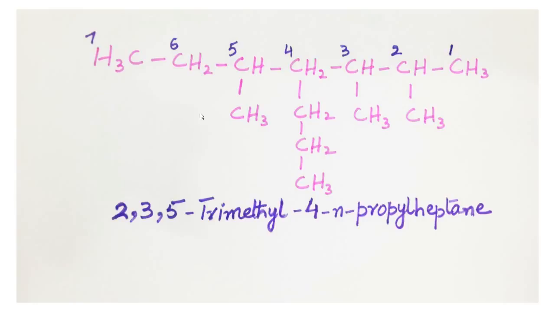And you can say that on the second carbon, a methyl group is located. On the third carbon, a methyl group is located. On the fifth carbon, a methyl group is located. So 2,3,5-trimethyl. But on the fourth carbon, a propyl group, a normal propyl group, is located. And propyl consists of 3 carbons. And the longest chain consists of 7 carbons, so this is heptane. So the name is 2,3,5-trimethyl-4-n-propylheptane. So this is the name of the alkane.